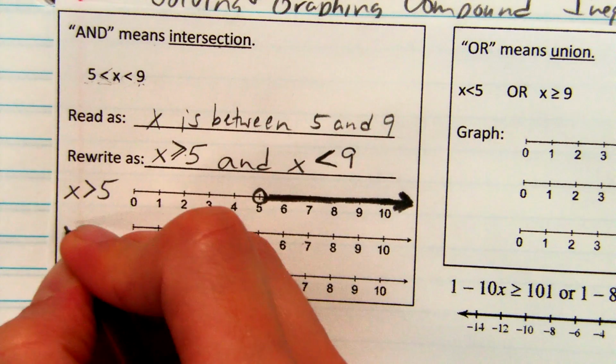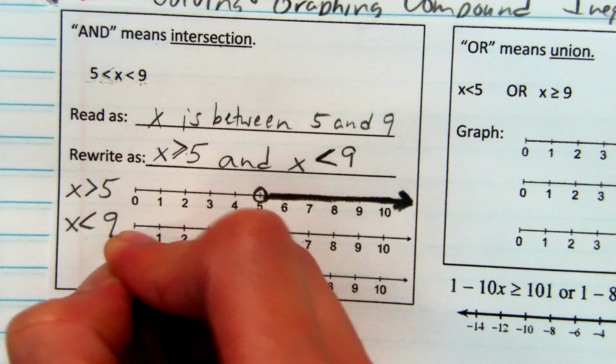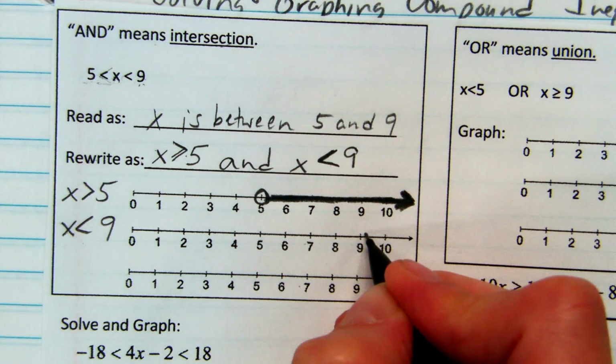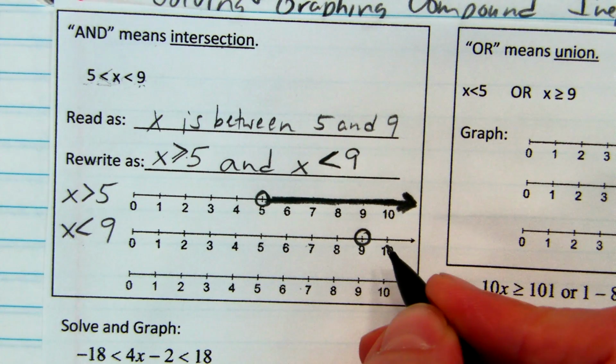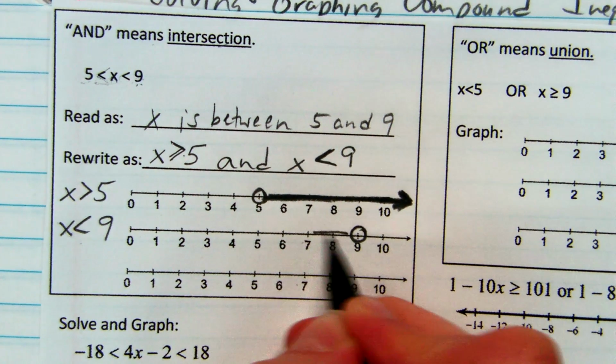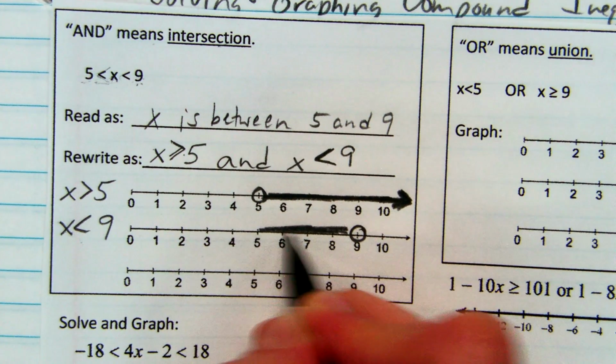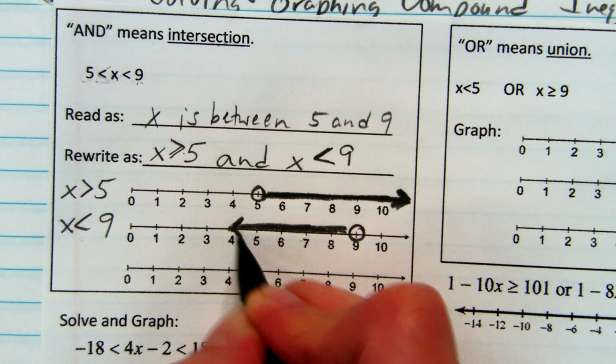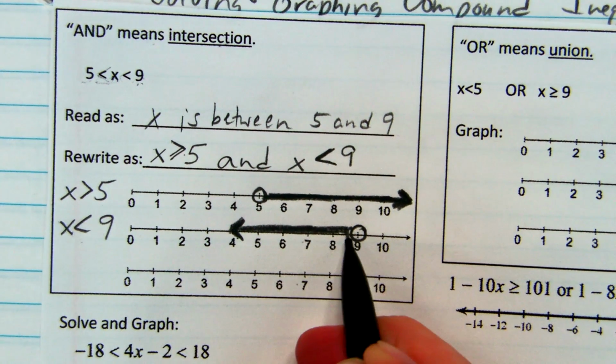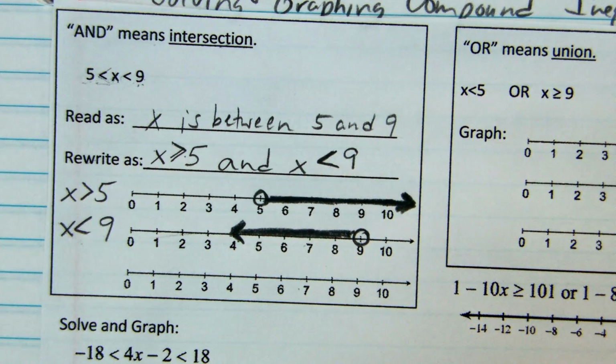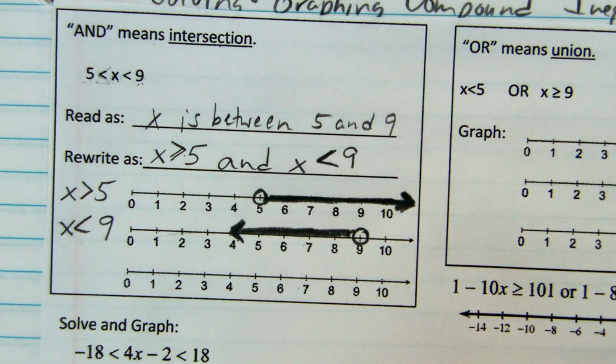On the next line, we're going to do x is less than 9. So we're going to put a circle at 9. It is not filled in because there's no equal to bar. And then it goes out this way. So I'll show you, you don't have to shade all the way to the end. You could just put an arrow showing all the numbers forever on this side of 9 are smaller than 9.